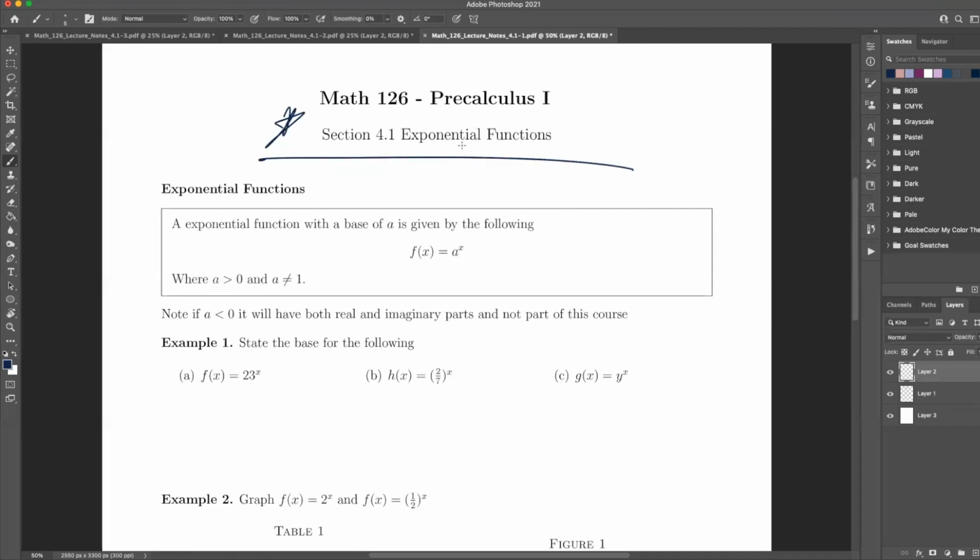And it's exponential functions. So an exponential function with a base a is given by the following. We say a raised to the power of x, or a to the x, and then we raise it to a power. a for now is going to be greater than 0.